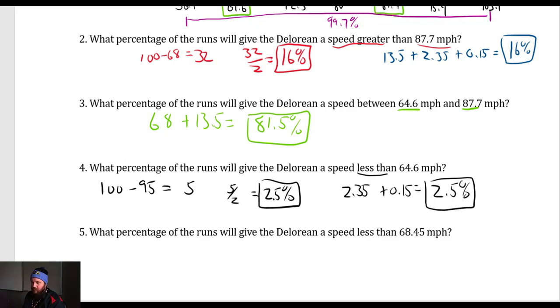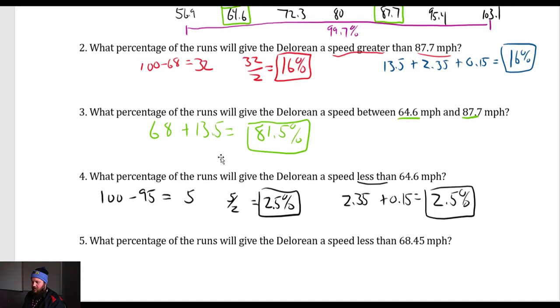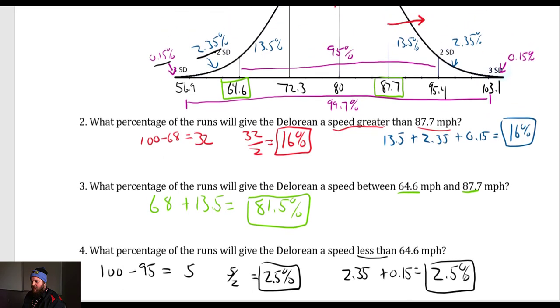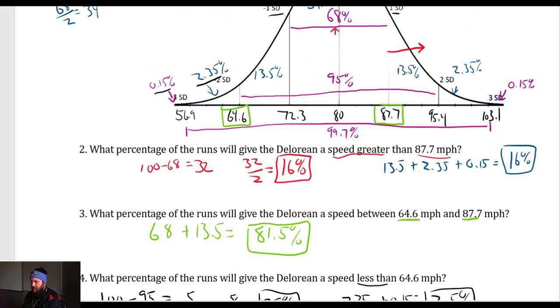Number 5, what percentage of the runs will give the DeLorean a speed less than 68.45? Whoa, whoa, whoa, is that a number in our graph here? Is that 68.45 in our graph? No, it's not. 68.45 is sitting, let me get a different color here so we can mark it, 68.45 is going to be somewhere in here, right?